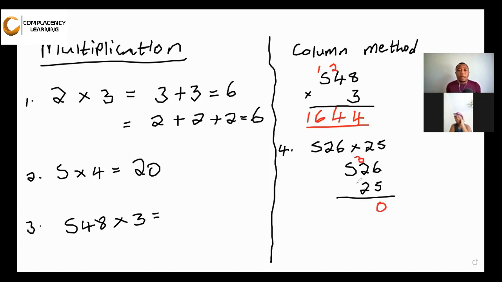So now what am I gonna do? Going to the next one, 2 times 5. What's 2 times 5 gonna give me? It's going to give me 10, right? And then plus 3 is going to give me 13, right? And then I'm gonna carry the 1. So 5 times 5 is 25. 25 plus 1, which is 26. 26, right?